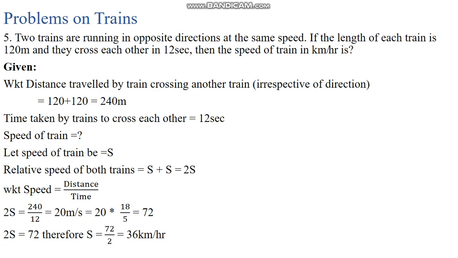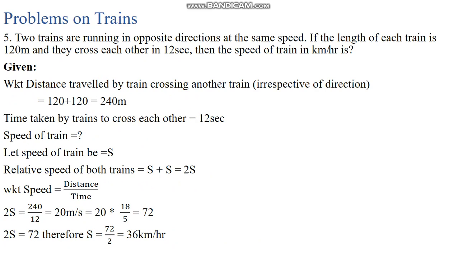Problem number 5. Two trains are running in opposite directions at the same speed. If the length of each train is 120 meters and they cross each other in 12 seconds, then the speed of the train in kilometers per hour is. We know that the distance traveled by trains crossing each other, irrespective of direction, is equal to the sum of the lengths of the trains, that is 120 plus 120, we will get around 240 meters. Time taken by the trains to cross each other is equal to 12 seconds.